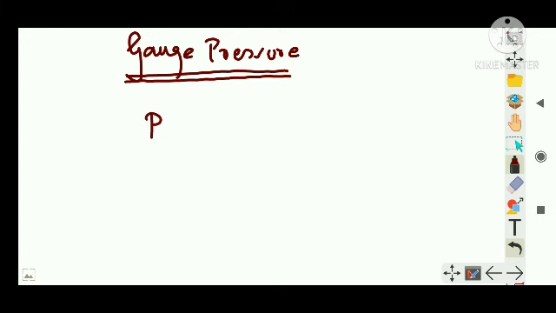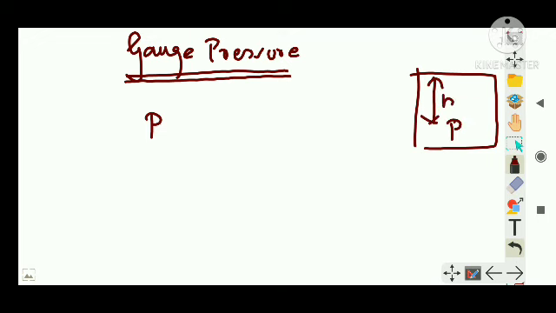Initially we found that suppose there is a column like this and the bottom is, let's say, P, which is at a height H from the top position. So this point P is, let's say, a point having pressure P. We are going to consider this point having pressure P. This point is having atmospheric pressure, right?